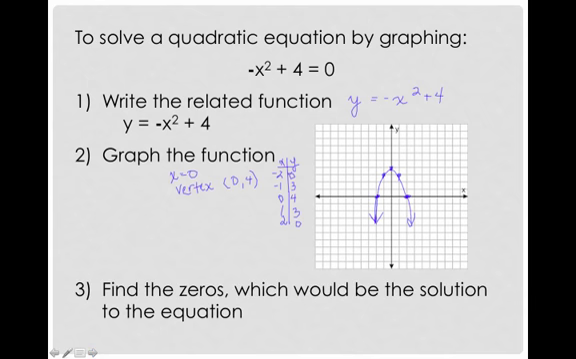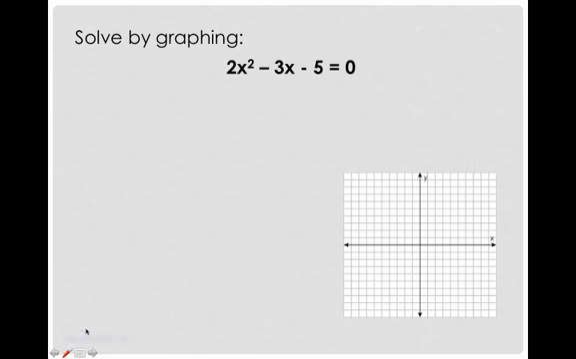So the zeros are the solution to this equation. Therefore, y equals 0 at 2 and -2. Okay? Okay. So this one's going to be a little more complicated. I'm going to go ahead and solve this one by graphing.